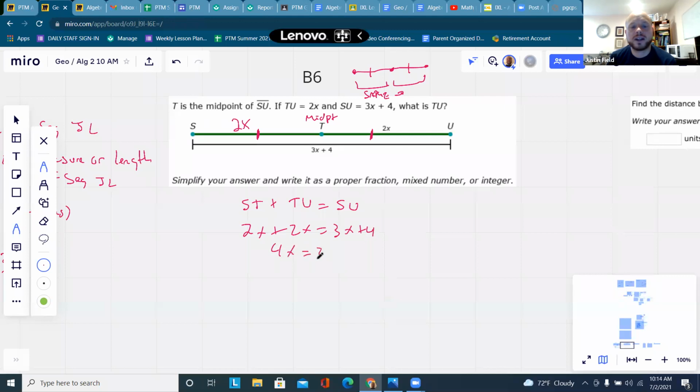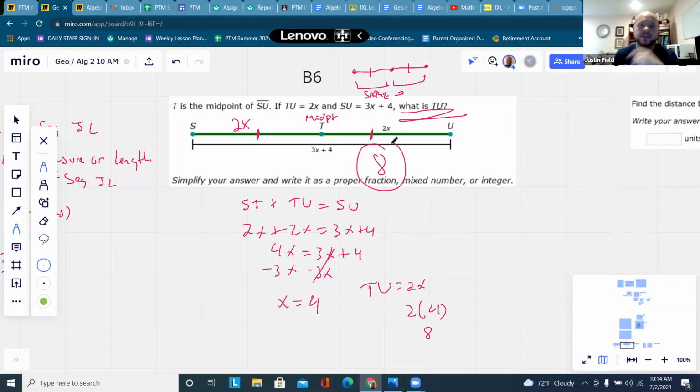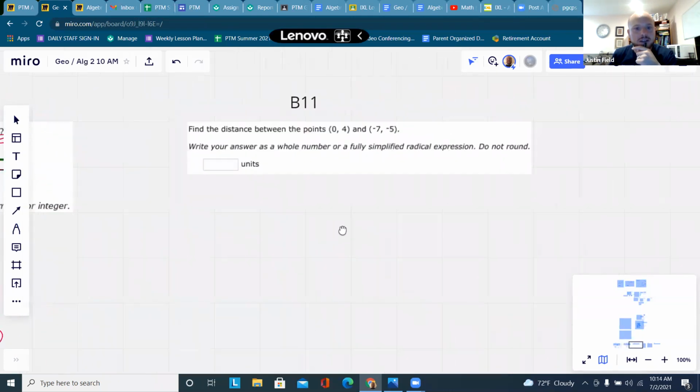So then we combine our like terms and we put our variables on the left. Maybe you said subtract 3x from both sides in your Algebra 1 class. That's the common way to say it. x equals 4, but we don't want to know x. We want to know TU. So let's make sure that we substitute. TU is 2x, so now it's 2 times 4, 8. The answer is 8. That's B6, so pause the video and try that for 10 minutes.